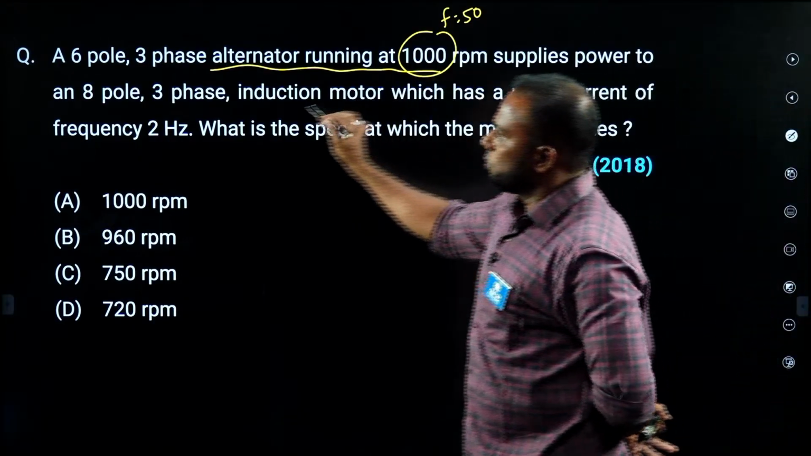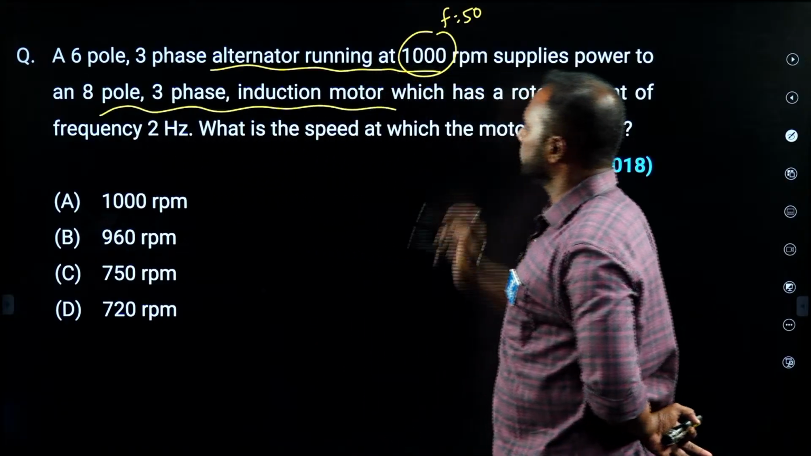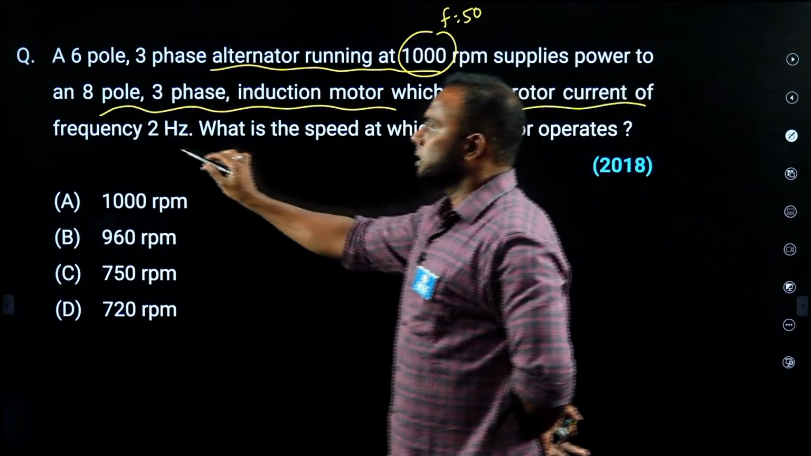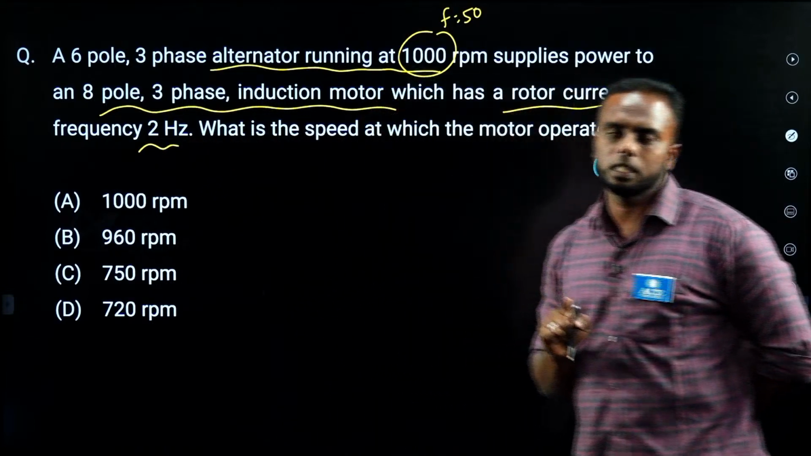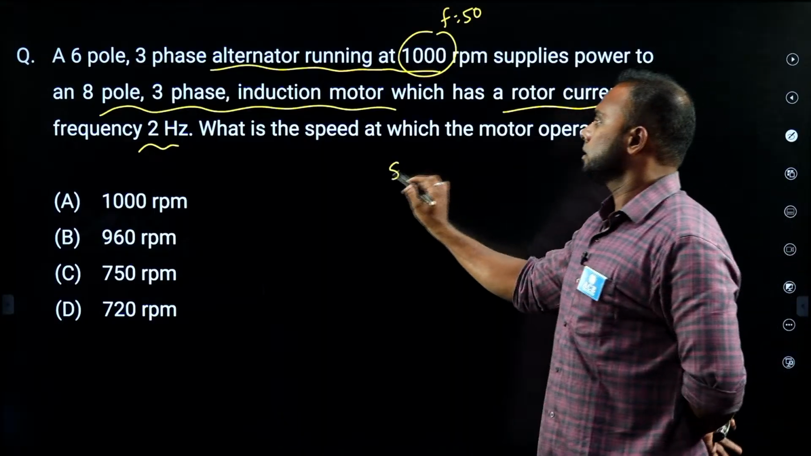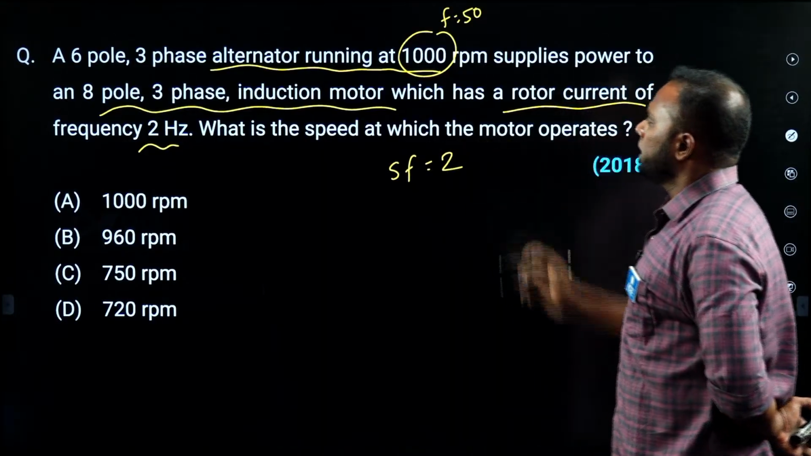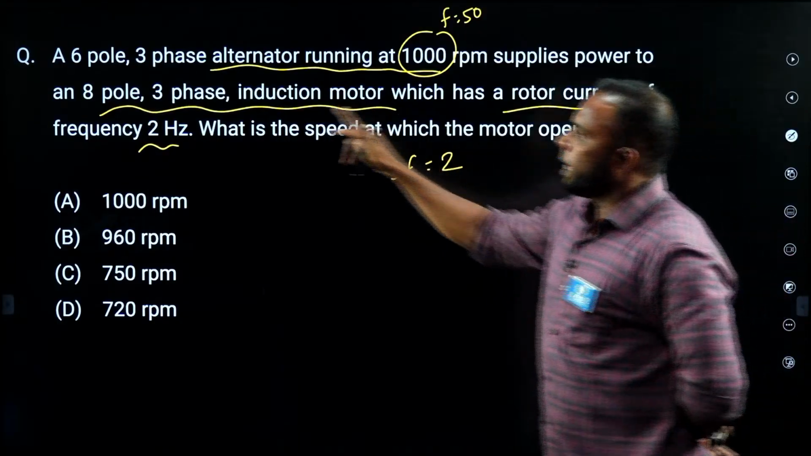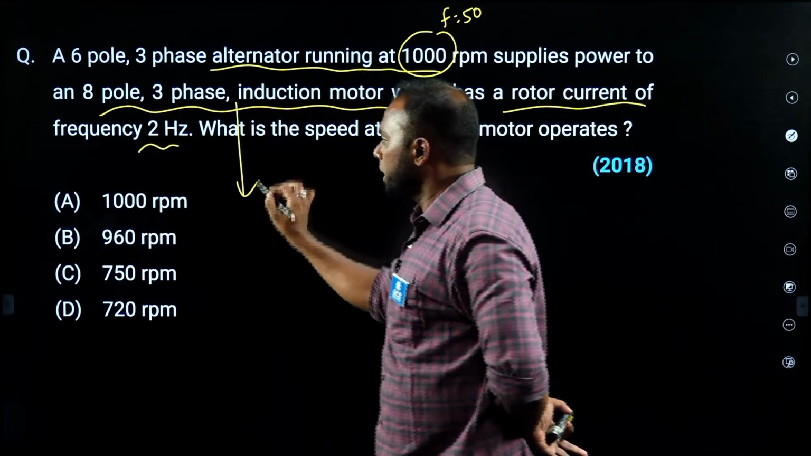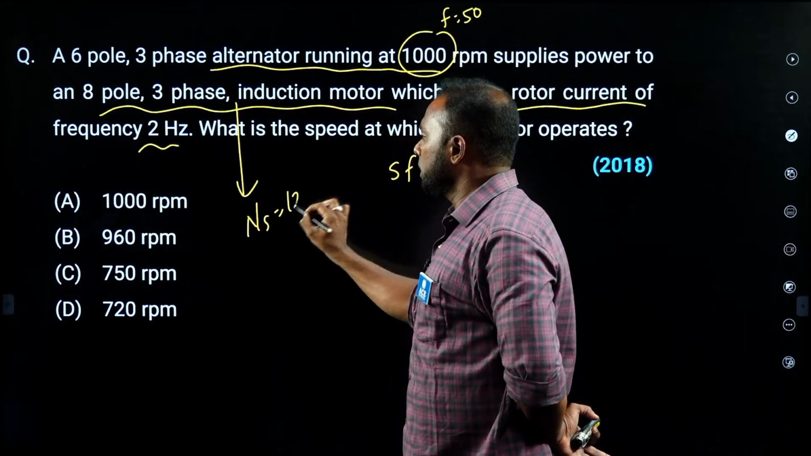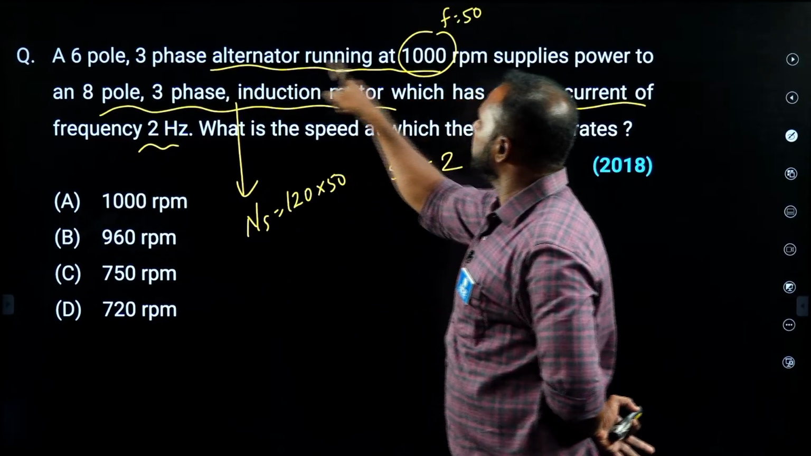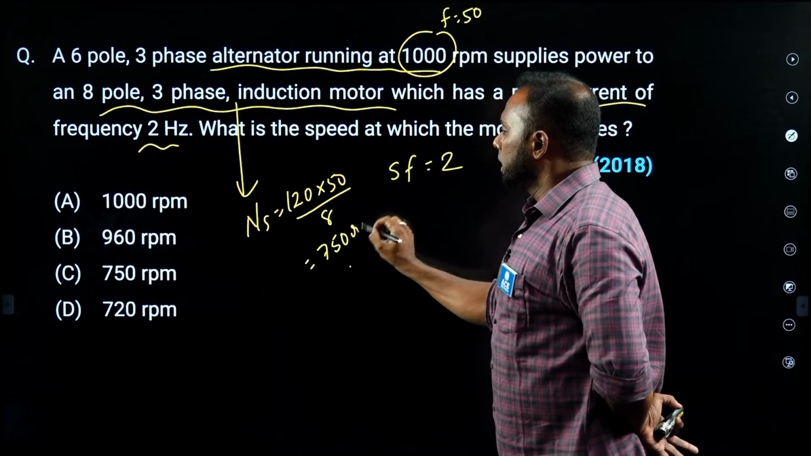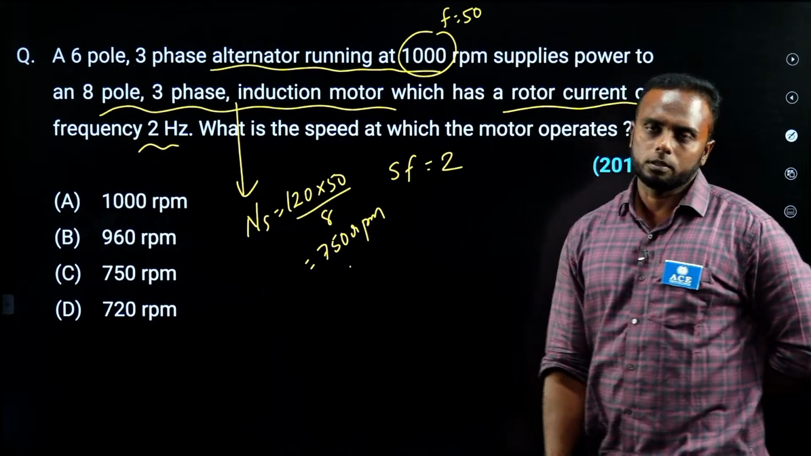It is supplying power to an 8-pole induction motor, which has a rotor current frequency of 2 Hz. That means the rotor slip frequency is given. Rotor frequency, nothing but sF, is 2 Hz given. What is the speed at which the motor operates? Logically, it is very easy. For the 8-pole induction motor, what is the synchronous speed? 120 F, with 50 Hz supplied from the alternator, divided by 8, we get 750 RPM. This is the synchronous speed of the induction motor.